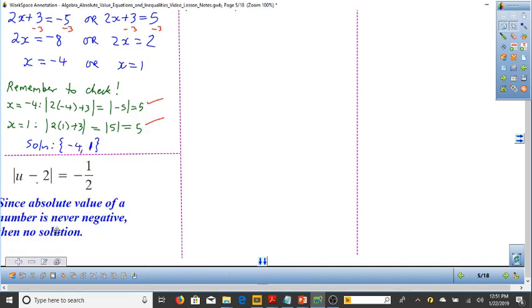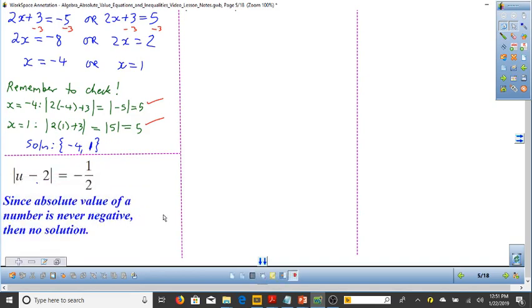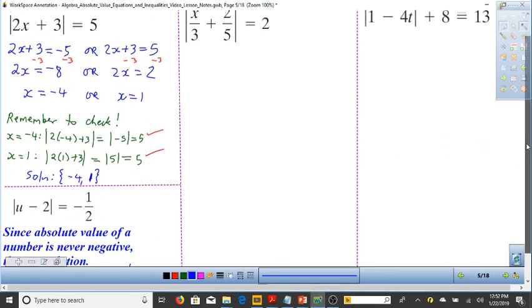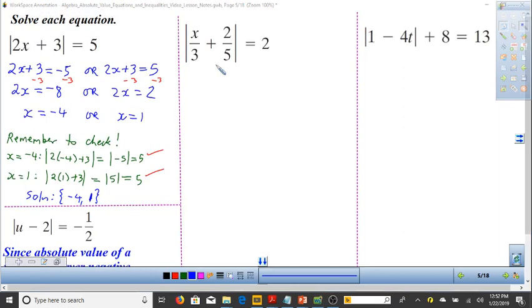So there is no solution to this equation, because we're saying that an absolute value equals a -1/2. Absolute value of u minus 2 is equal to a -1/2. That will never be the case, because if inside the absolute value works out to be 0, that would be 0. If inside the absolute value works out to be a positive, that would be a positive answer. And if inside the absolute value works out to be a negative, that would still be a positive number. So no value of u will ever cause this equation to be true. There is no solution.